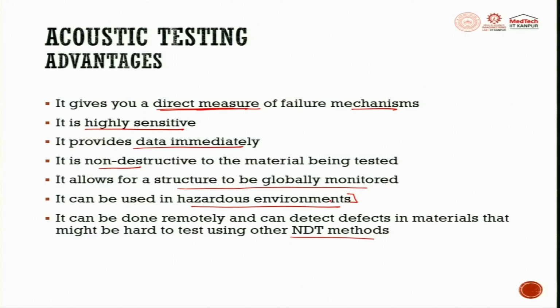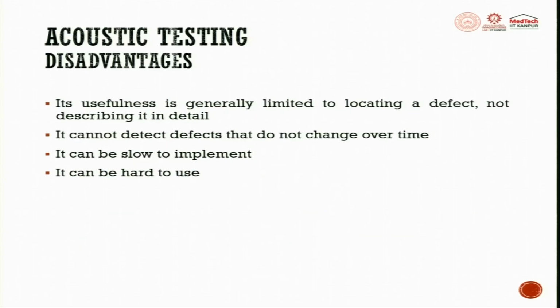The disadvantage is that its use is generally limited to locating a defect, not describing the defect in detail. It only gives you the signal that yes, the defect is there, there is a change in wave, but what is the size, shape, measurement, quantitative techniques cannot be applied on it. So this means that commercial acoustic testing systems can only provide qualitative estimates only. That is, the defect is there or not, yes or no, right? It cannot give you a measure of this quantity.